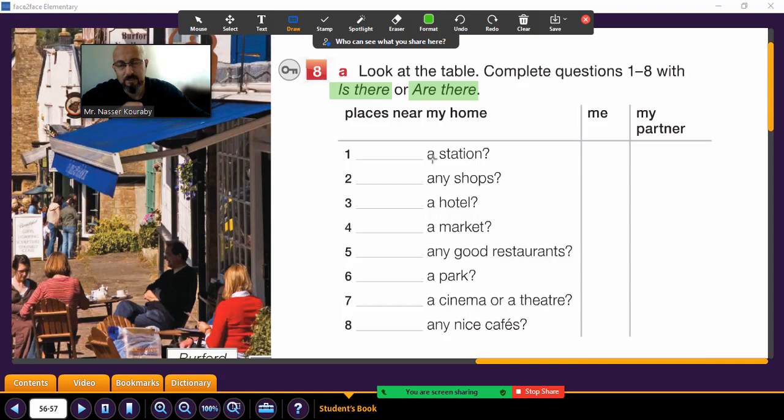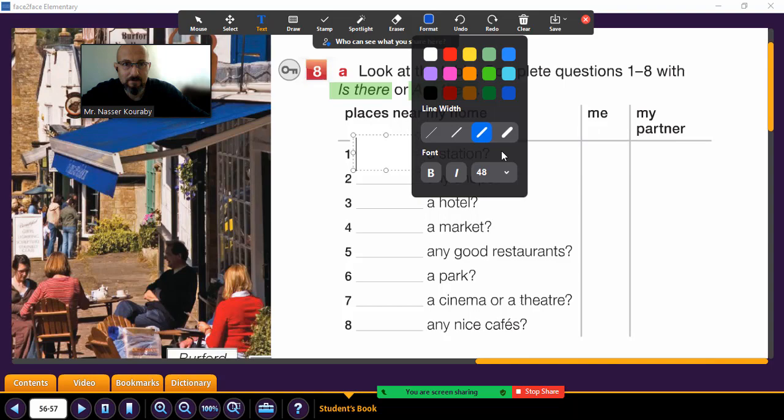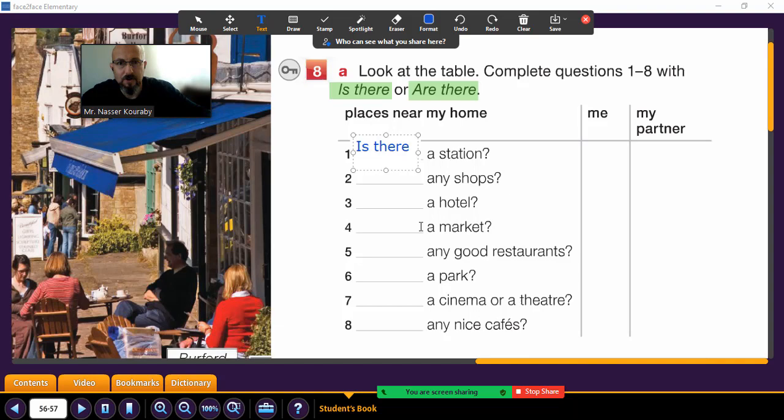Ask a question. Now we make a question. After that we'll answer, okay? So what we say here? It's a singular. So in the singular, what we write? Very good. Is there. Okay? We write is there. Any shops. We said any always with plural. When you see any, that means here it's a plural now. Okay? So we can write it with not singular, uncountable, but now just with the plural. Okay? So we say are there shops.